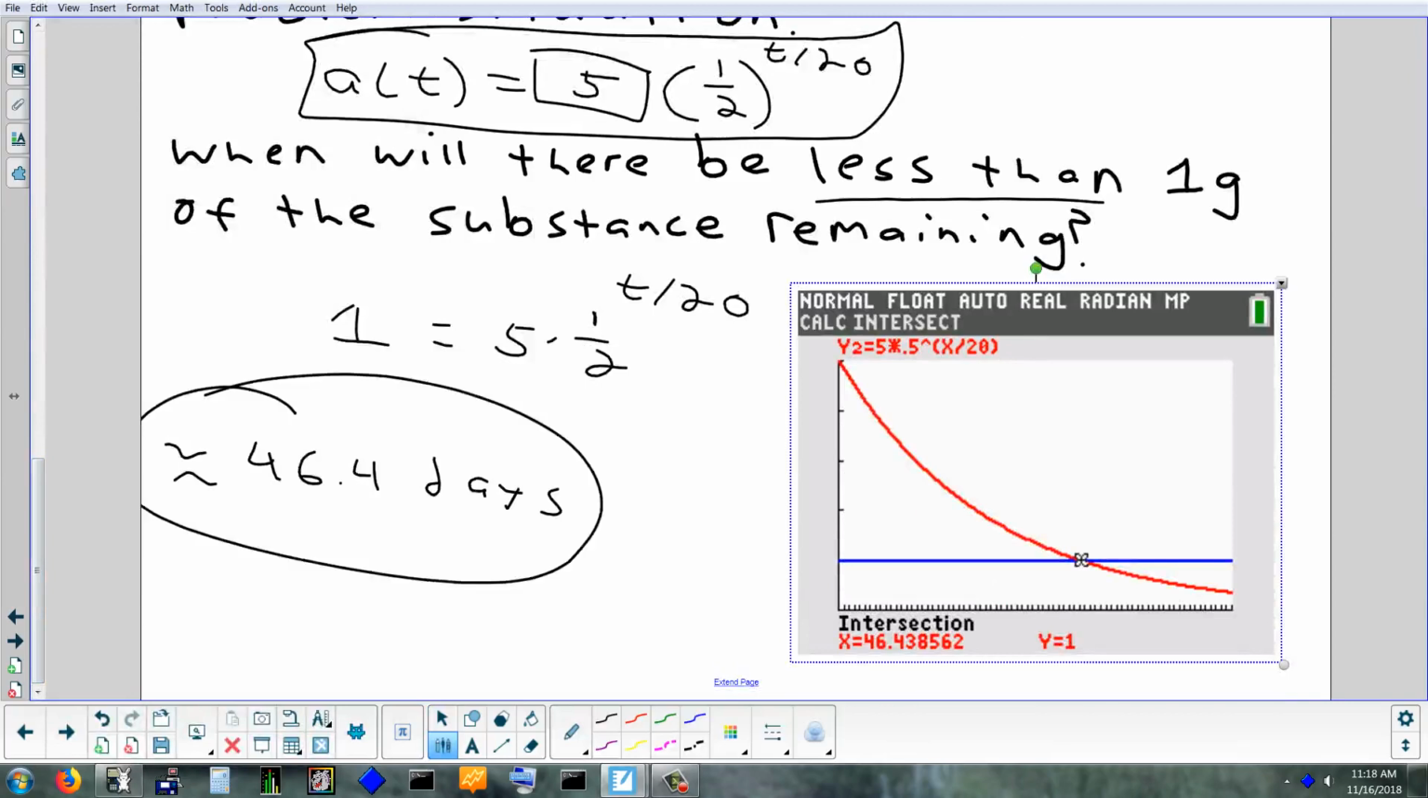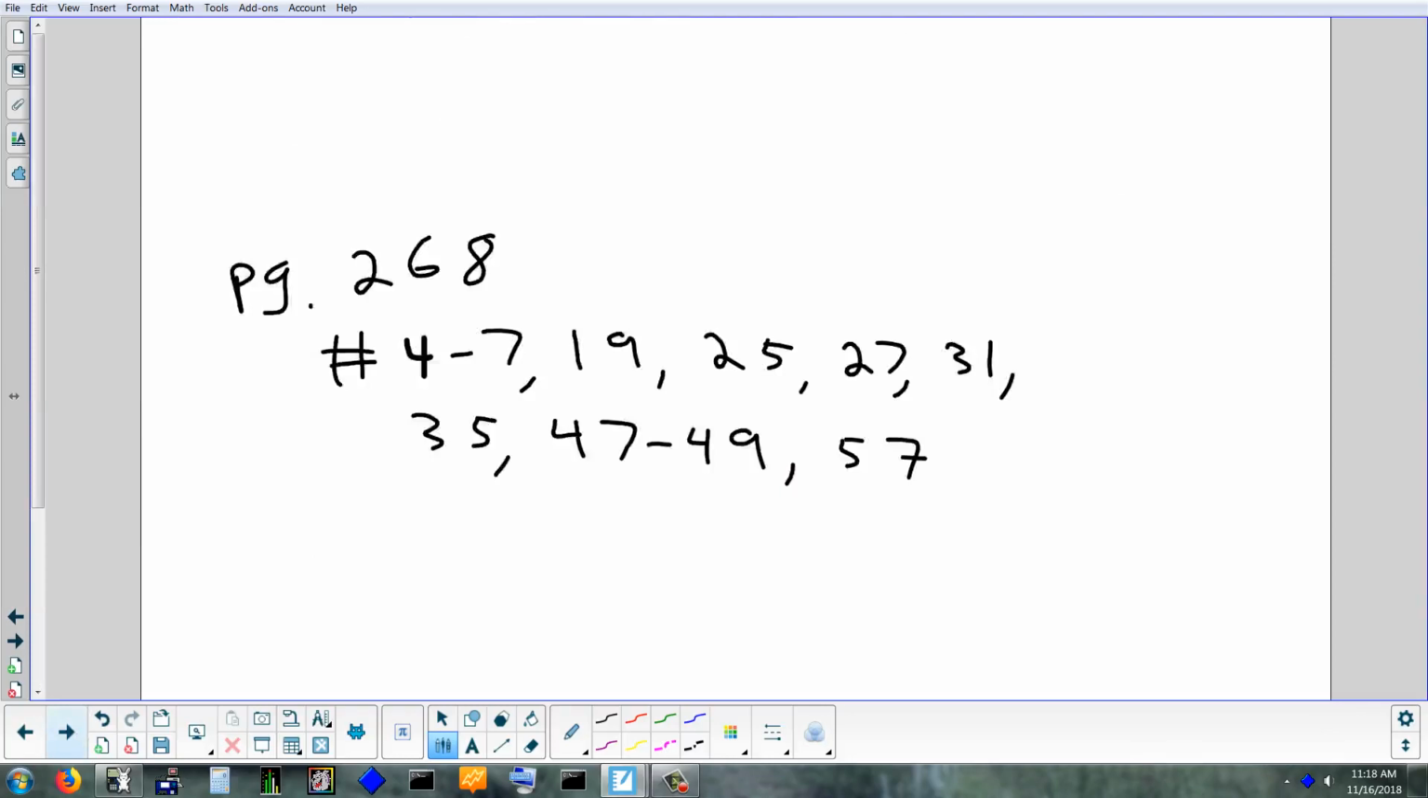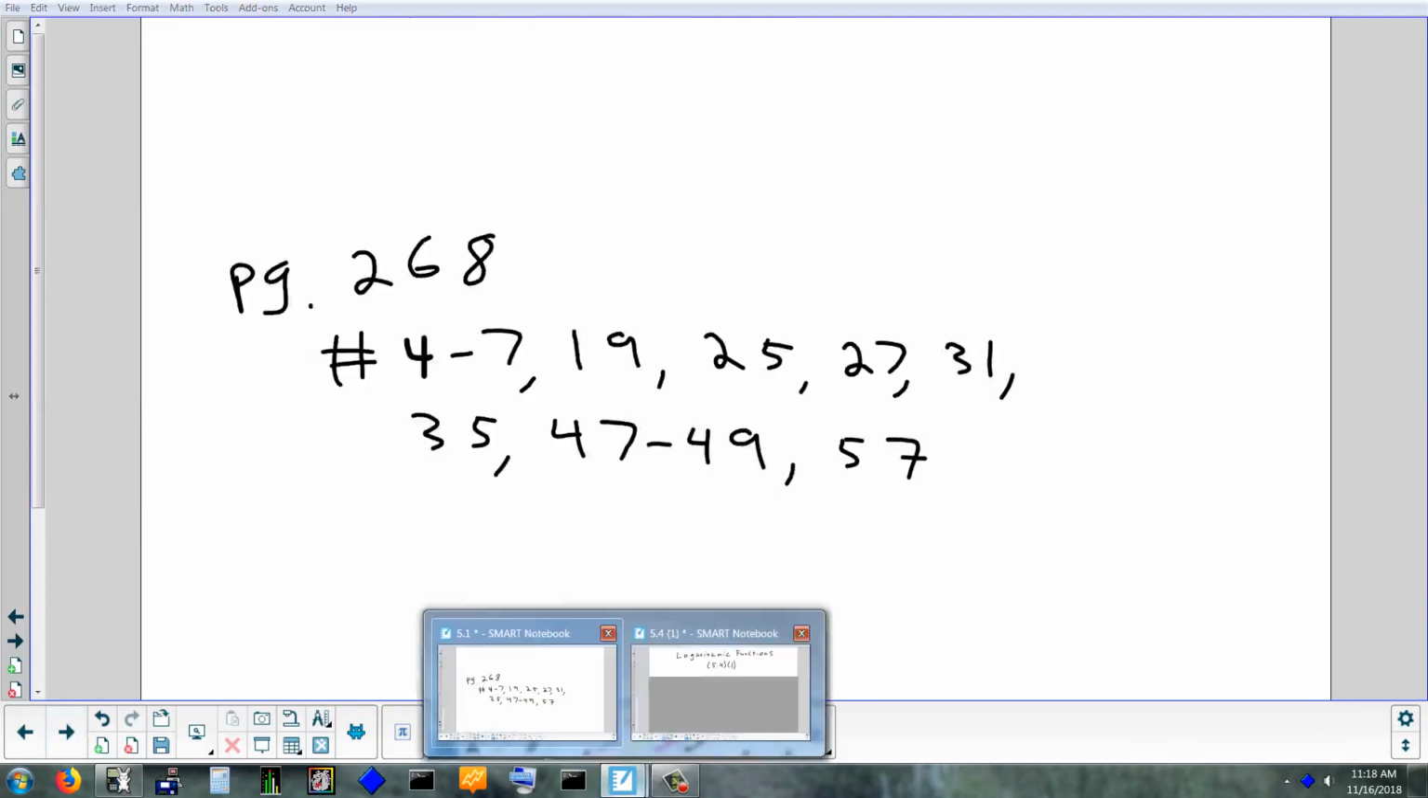So that was the last part of that section. So if there are any word problems about half-life or doubling on the homework, you should be able to do them now. Any questions on that? Okay, and the homework, that's the same homework. You already have that written down. Does anybody need it again?